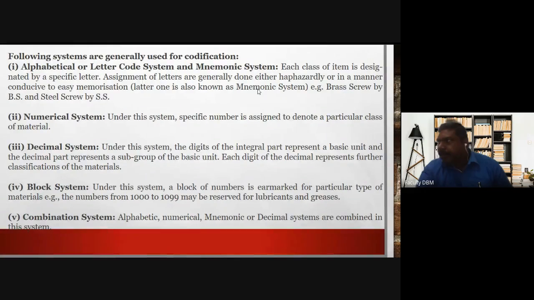In block systems, block numbers are earmarked for particular types of materials. The numbers 1000 to 1099 may be reserved for lubricants and greases. Like this, the 1000 series is for lubricants. Then the combination system: alphabetical, numeric, mnemonic and decimal systems are combined in this. So this is a hybrid. All the things are given in that particular item code, so that you can easily identify which type of product it is and how it can be easily found.